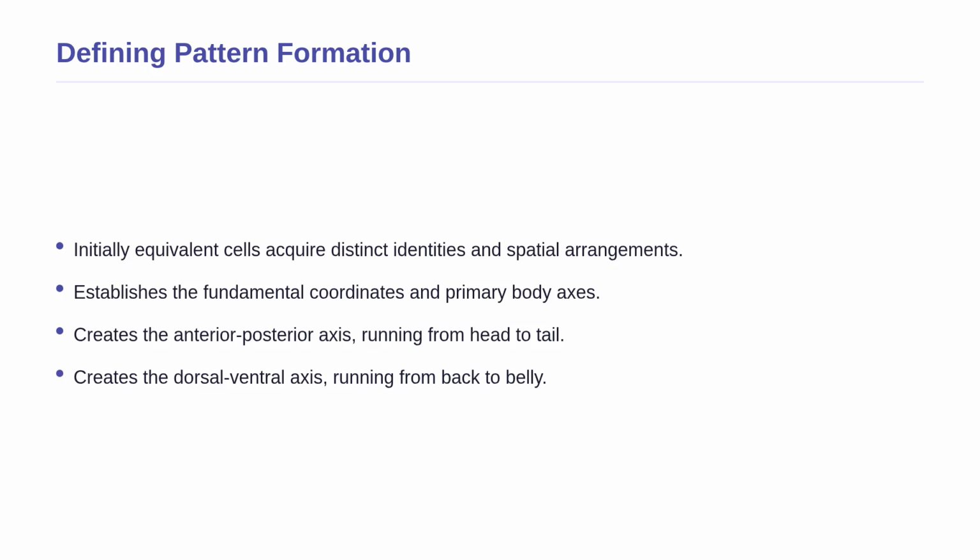Now that we understand the blueprint analogy, let us look at the formal definition. In developmental biology, pattern formation is the process by which initially equivalent, identical cells in a developing tissue acquire distinct identities and spatial arrangements. Think of it as setting up the fundamental coordinates of the body. This process establishes the primary body axes. It defines the anterior-posterior axis, which runs from head to tail, and the dorsal-ventral axis, which runs from back to belly. Without this, cells would not know their place in the overall structure.